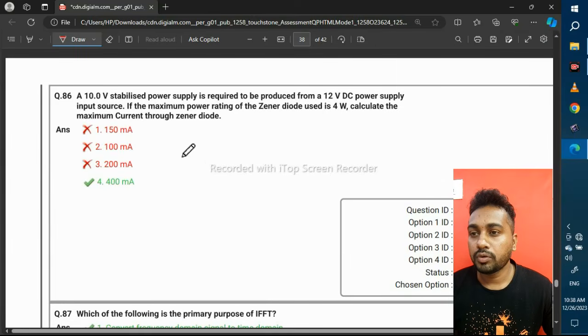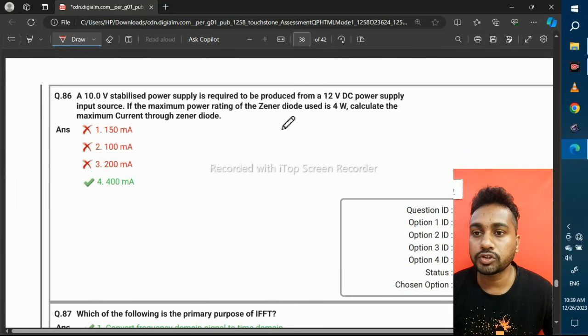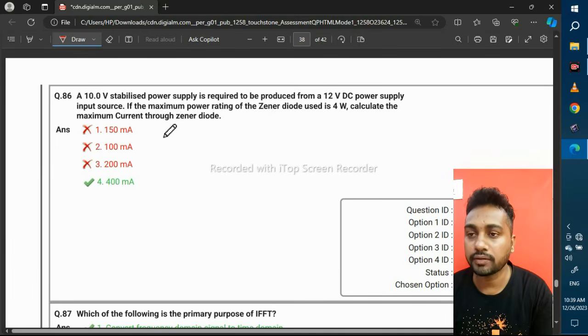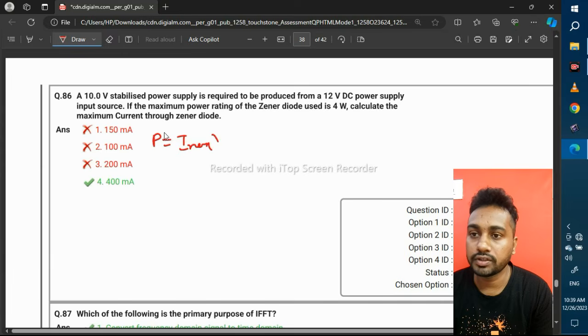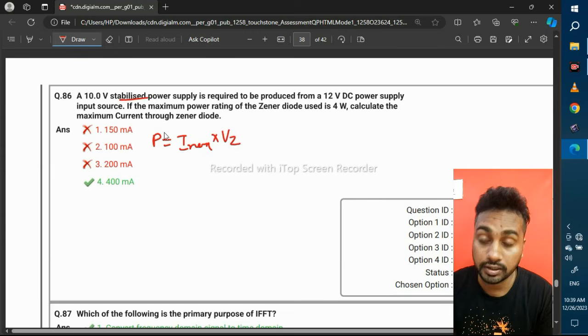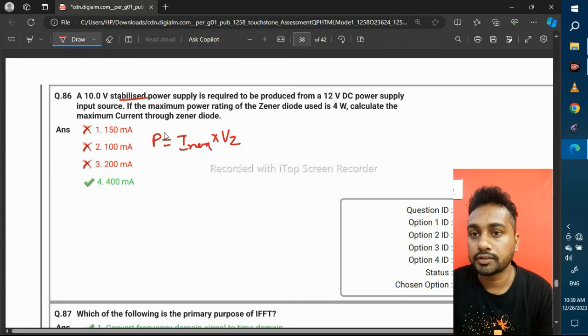Now, a 10 volt stabilized power supply is required to be produced from a 12 volt DC power supply input source. If the maximum power rating of the Zener diode used is 4 watt, calculate the maximum current through the Zener diode. Okay, so for maximum power, we need to calculate power. Power equals Imax into Vz. Vz is the stabilized voltage, or you can say Zener voltage also. So here everything we have mentioned.